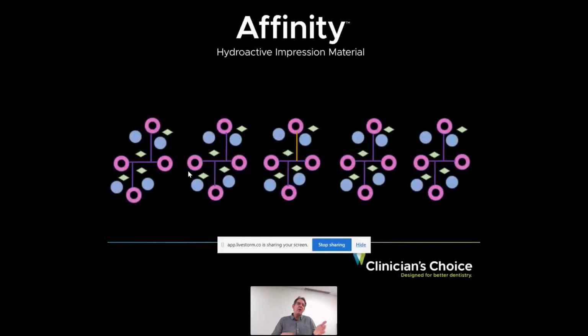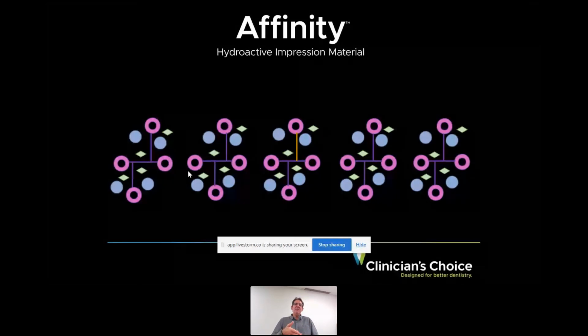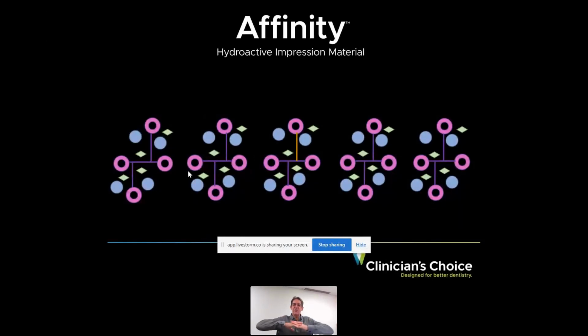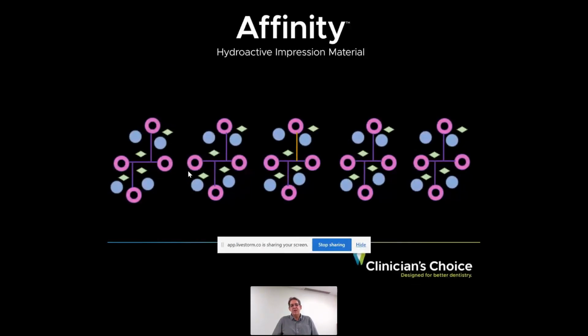A linear polymer would be like a handshake. If you lean backwards and I lean backwards, something's got to give. Whereas this is more like if you spread your fingers and then interlock them and try to pull back, you'll find that this is something that's more dimensionally stable. And I'll show you when I switch cameras. Because we know the most critical factor of impression taking is dimensional stability.